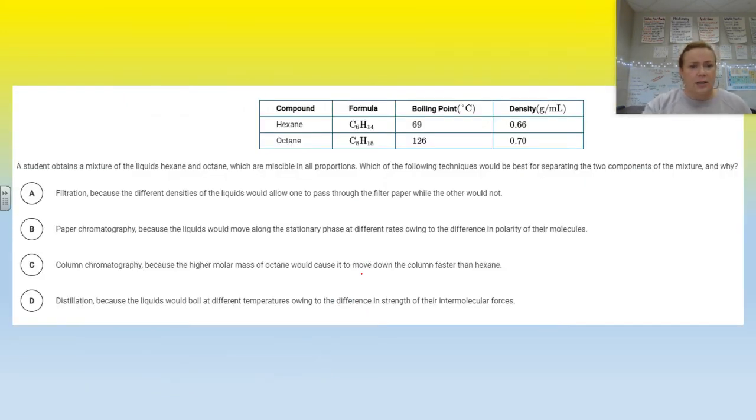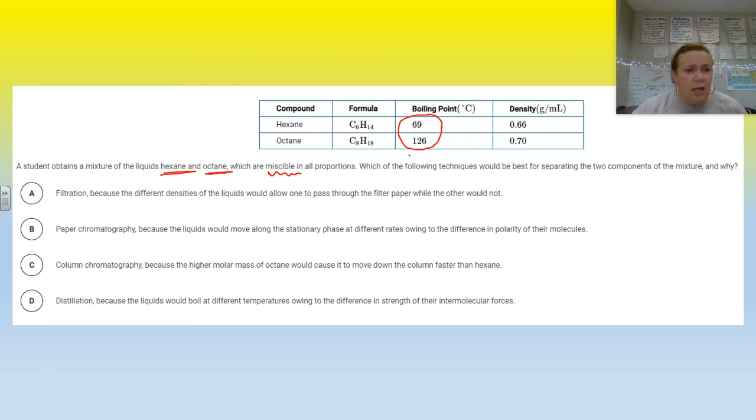All right, let's look at the final one. A student obtains a mixture of the liquids hexane and octane, which are miscible. That means they can mix together. Which of the following techniques would be best for separating the two components of the mixture and why? So basically, we have liquids that are miscible. What we want to look at here is the difference between the boiling points. Hexane has a much lower boiling point, almost half that of octane.